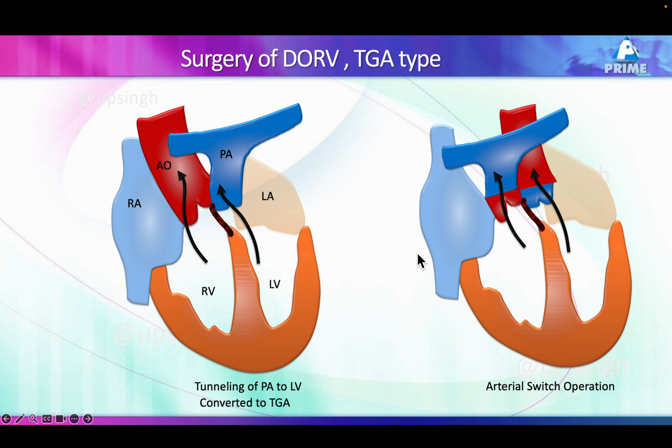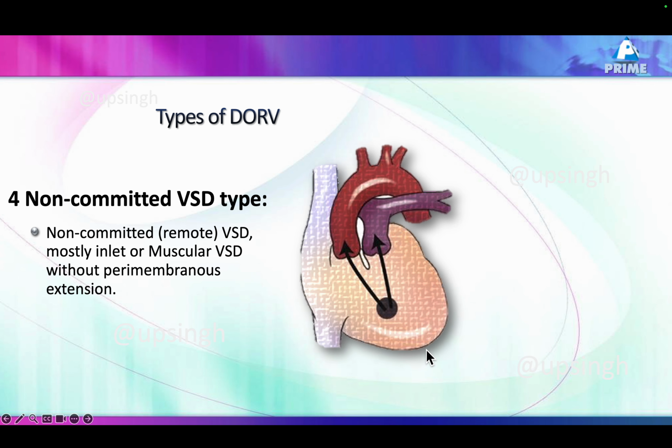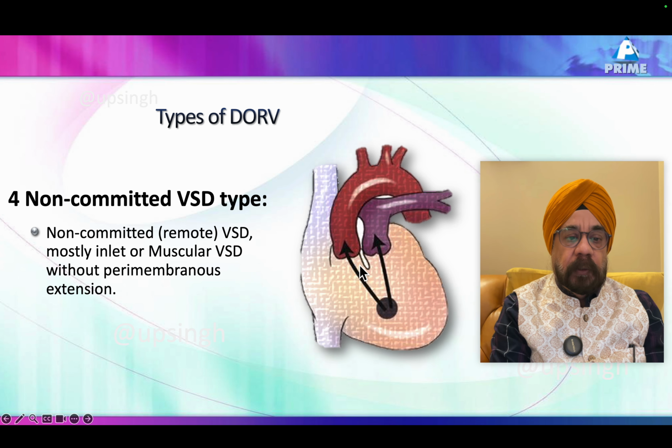We switch the arteries so that now the right ventricle gets connected to the distal pulmonary arteries, and the left ventricle gets connected to the aorta. So in DORV TGA type, first we close the VSD, convert it into TGA, and then do an arterial switch operation. This is a single stage operation. I'm just telling you the steps of surgery.